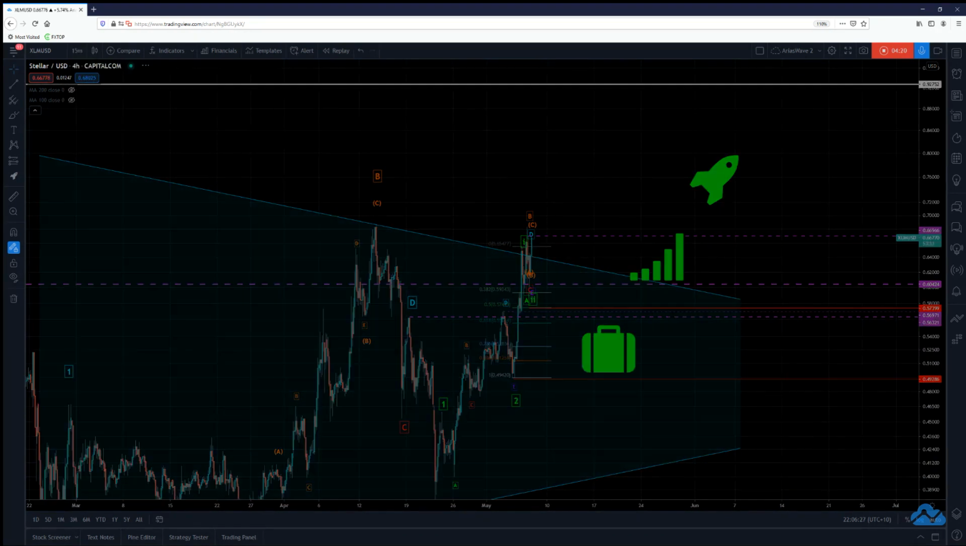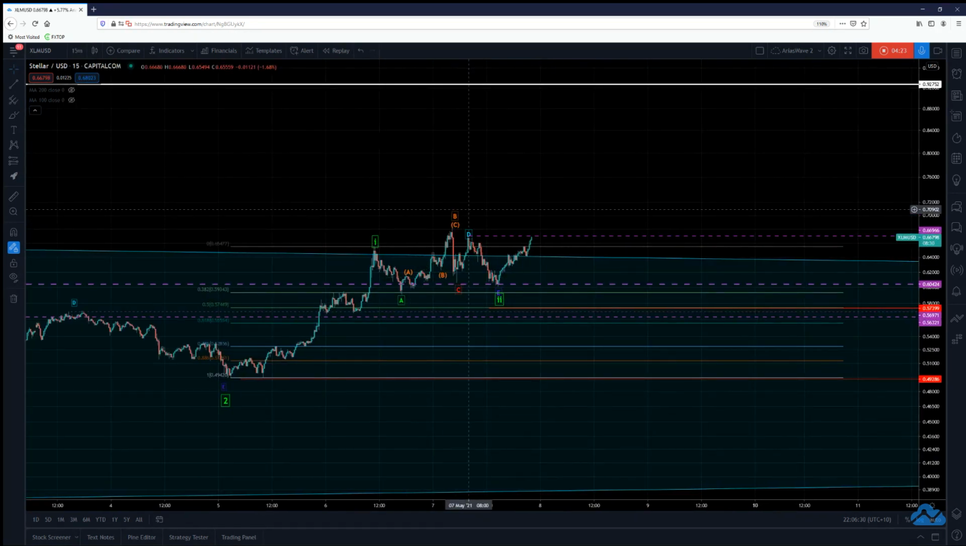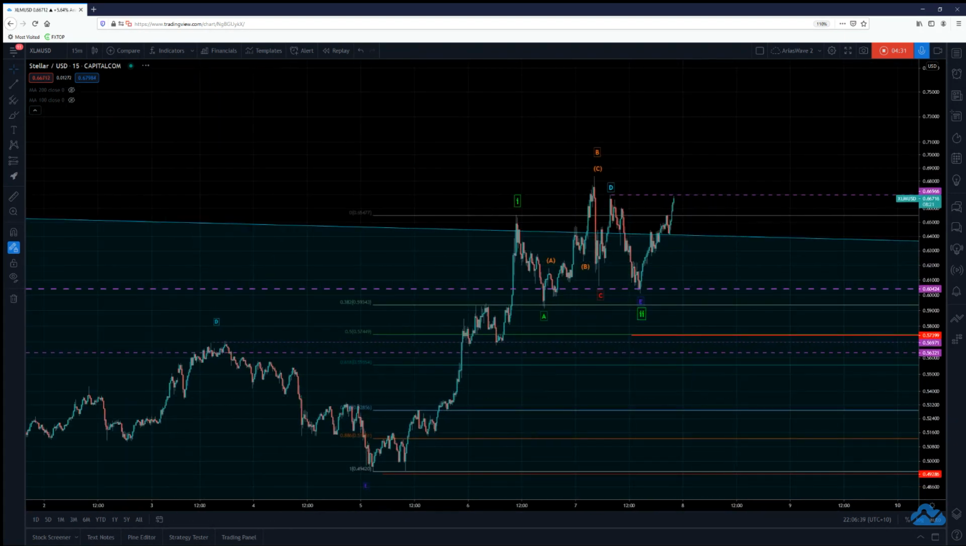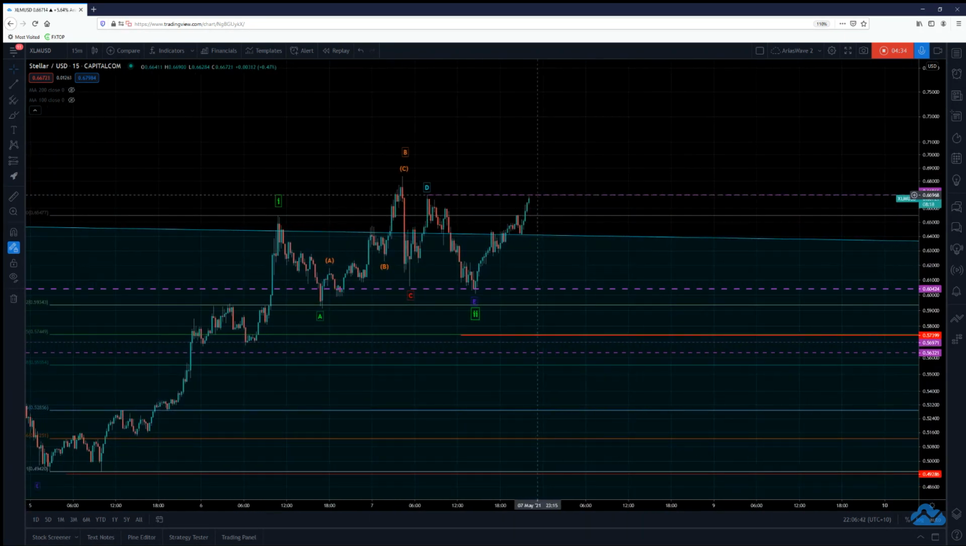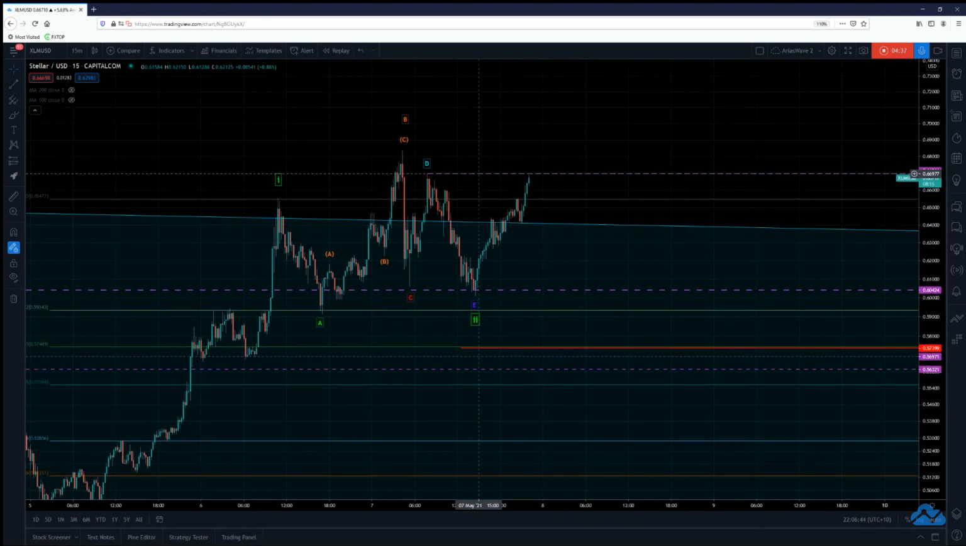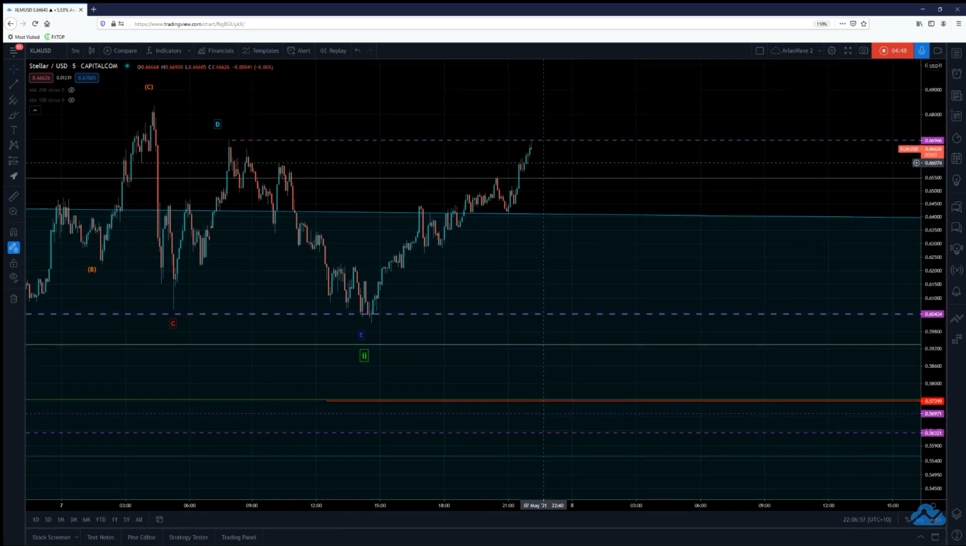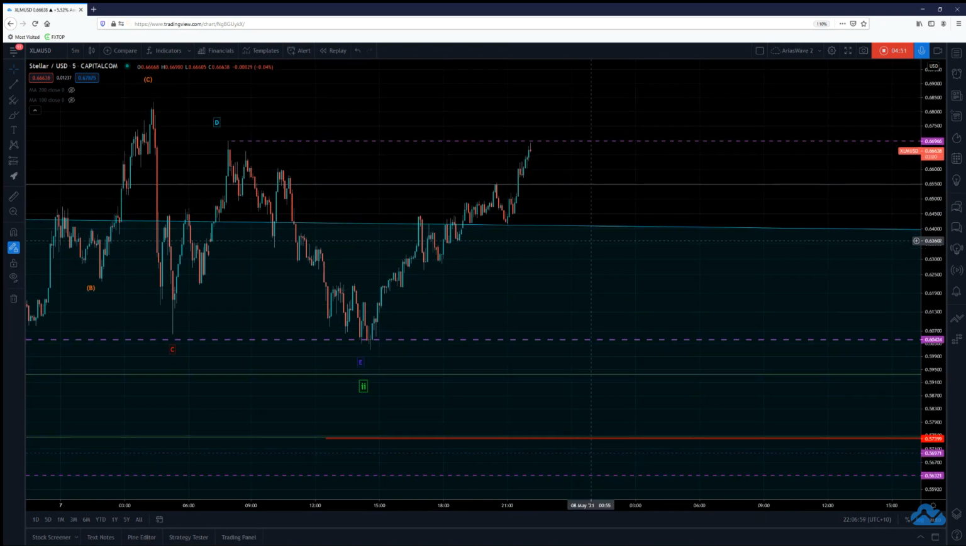Now, as I am telling my kids to be quiet, we are actually approaching that magenta line. As you can see, we're just about to touch it. We are basically touching it. Let's go to the 5-minute chart. Yes, it's basically touching it now. Please be quiet, I'm almost finished.